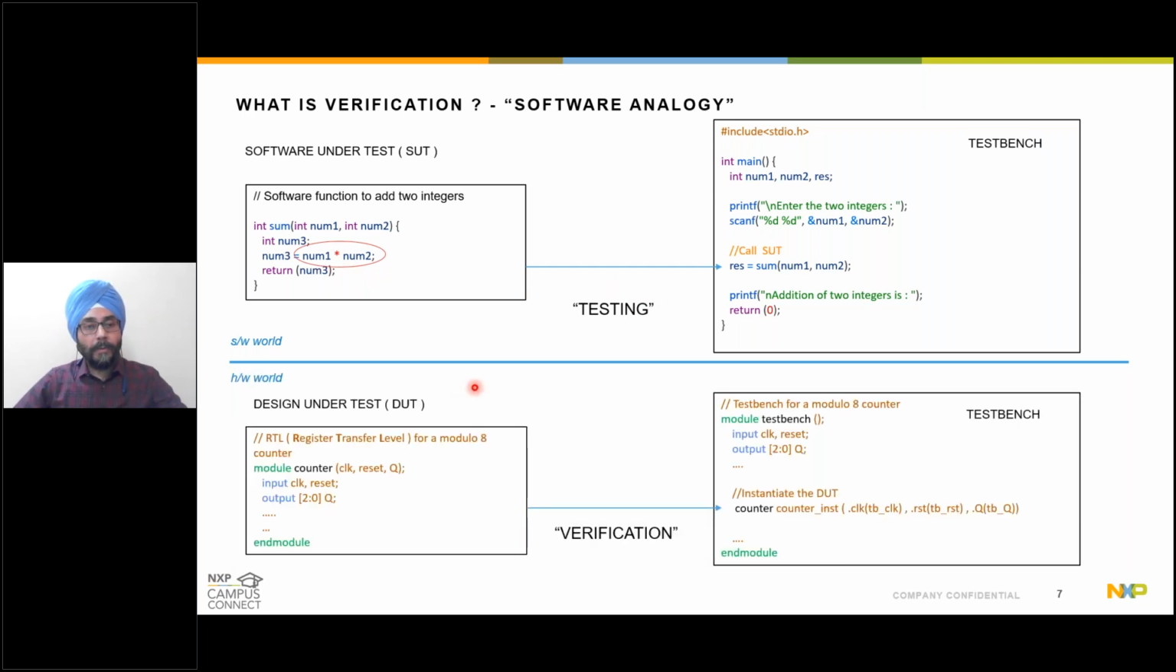So what happens in the hardware world? You have the design, which is now the design under test. The language used here is Verilog. So it's an RTL model for a 3-bit counter. And in order to test this counter, you would again build a test bench around it, call the counter inside the test bench, and do what is called verification, which corresponds to testing in the software world. So that's it. In the hardware world, we call it verification. In the software world, it is testing.